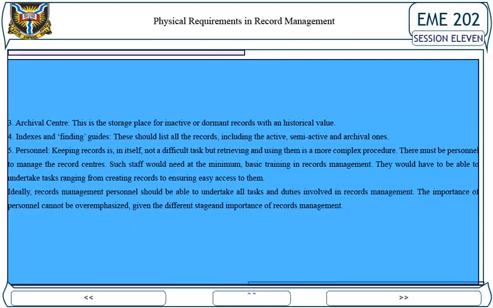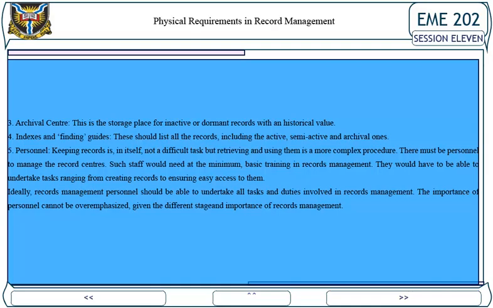3. Archival center. This is the storage place for inactive or dormant records with a historical value. 4. Indexes and finding guides. This should list all the records, including the active, semi-active, and archival ones.